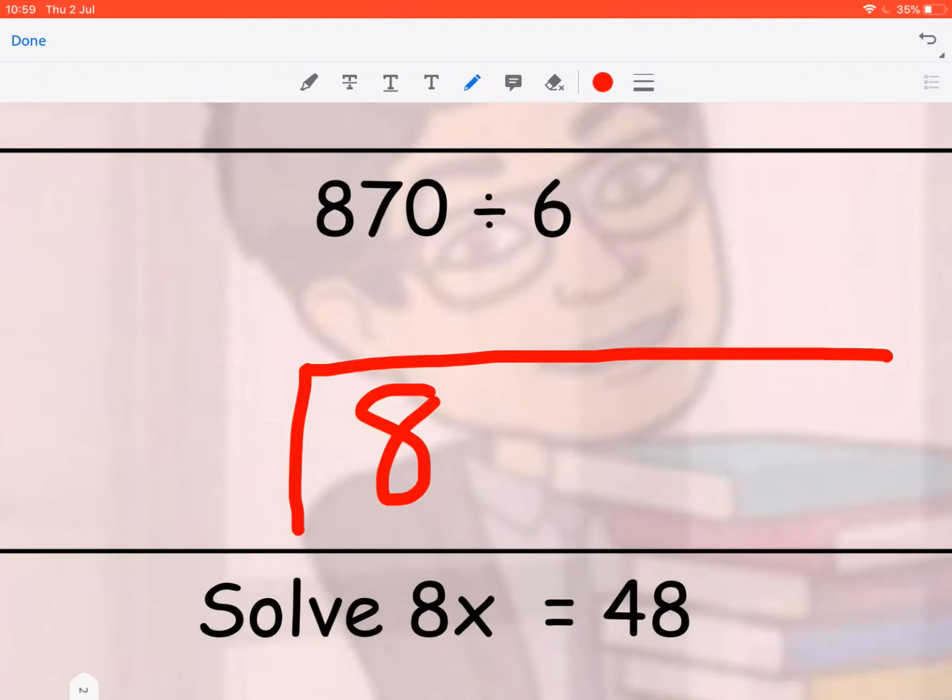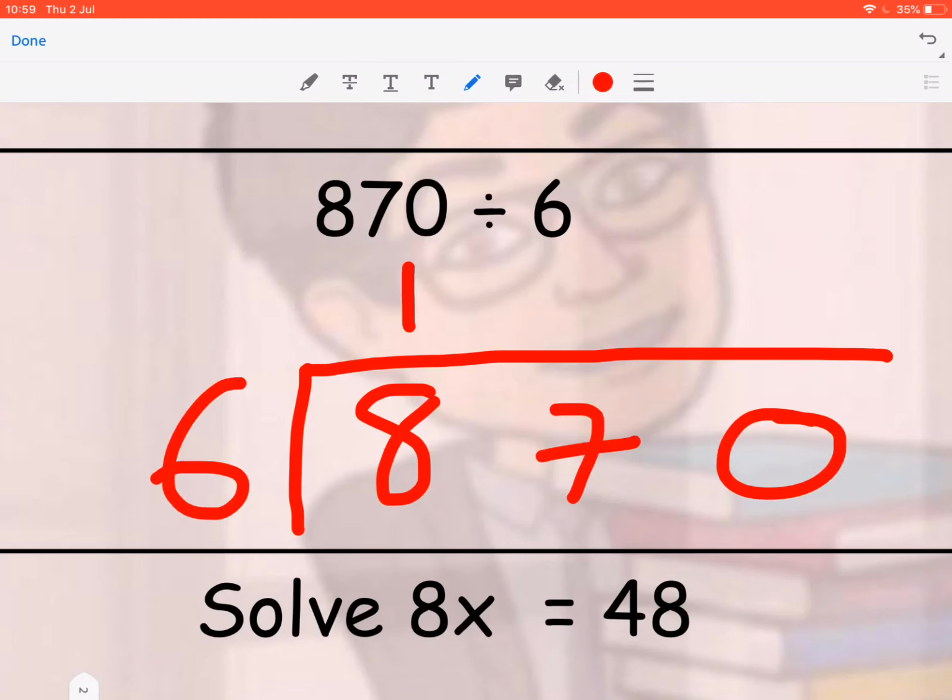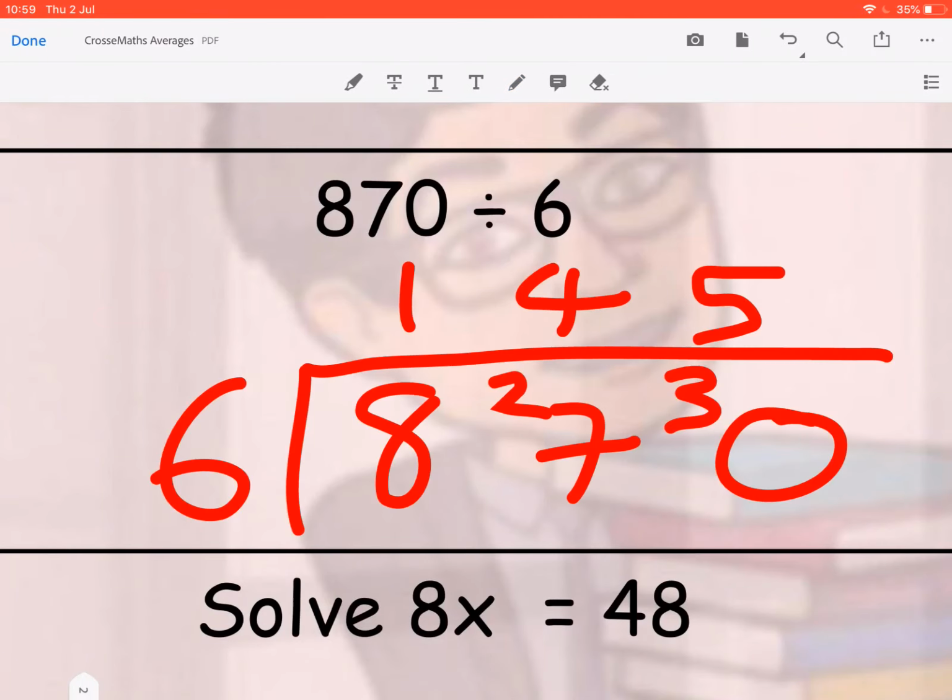So I've got 870 divided by 6. 6 goes into 8 once, remainder 2. 6 goes into 27 4 times, remainder 3. And 6 goes into 35 5 times. So my answer is 145.